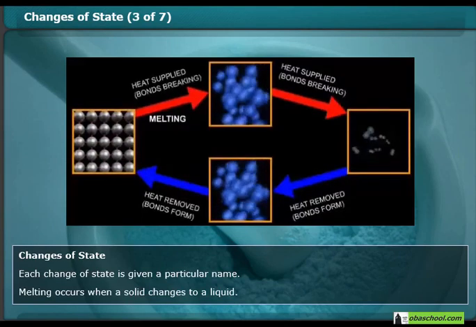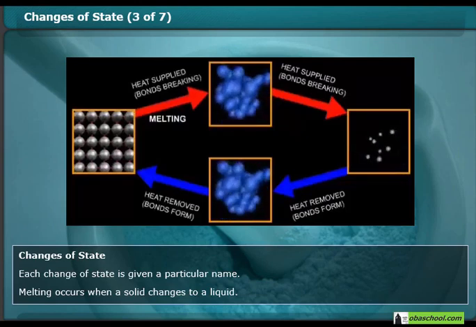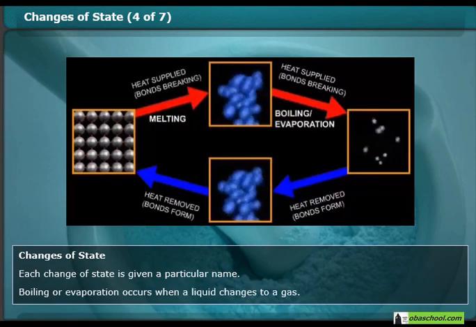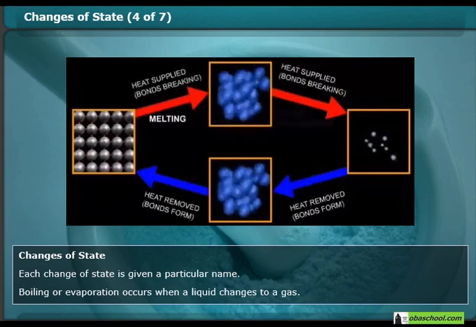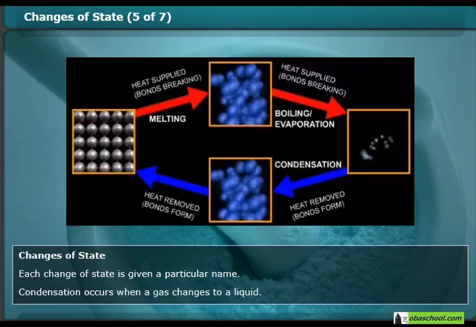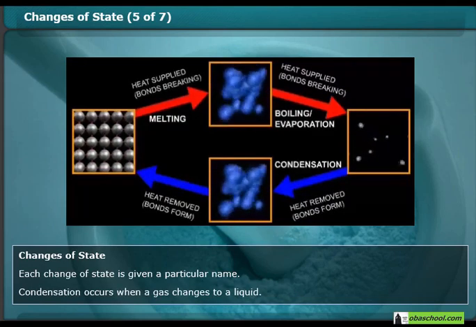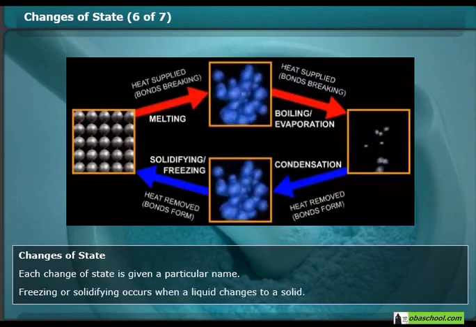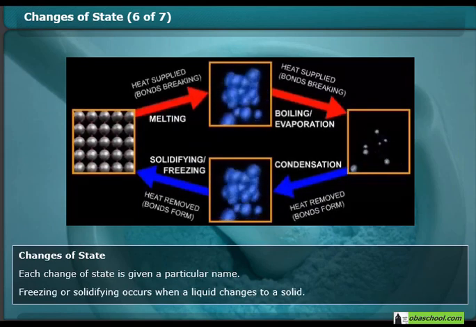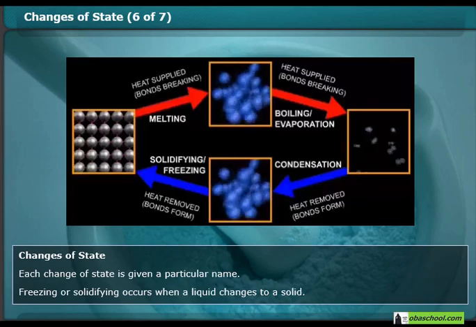Melting occurs when a solid changes to a liquid. Boiling or evaporation occurs when a liquid changes to a gas. Condensation occurs when a gas changes to a liquid. Freezing or solidifying occurs when a liquid changes to a solid.